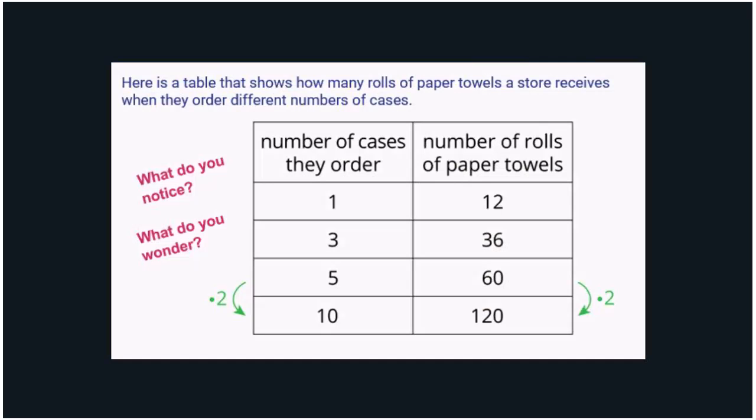So for your warm-up, it's called Paper Towels by the Case. It says, here is a table that shows how many rolls of paper towels a store receives when they order different numbers of cases. So this is a notice and wonder. I would like you to share, what do you notice and what do you wonder?